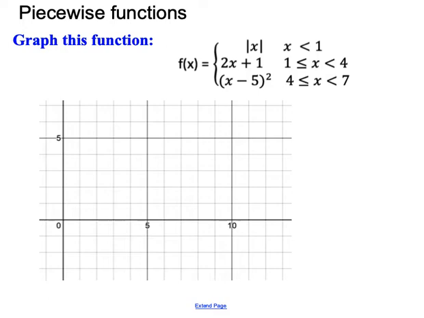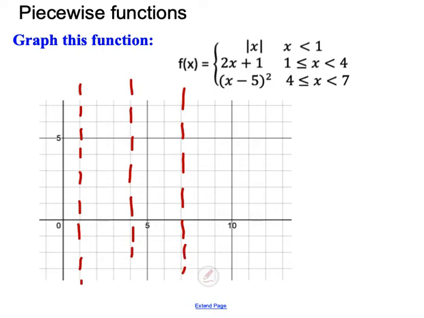Let's try another. This one's a little bit more complicated because there's three functions on my graph. I've got a y equals absolute value of x, a y equals 2x plus 1, and a y equals quantity of x minus 5 squared. I have dividing lines at 1, 4, and 7. I might, maybe lightly with a pencil, remember this is the x equals 1 dividing line, and then I have one at x equals 4. These are imaginary, they're not actually a part of our function, it's just helping us get organized as we make it.